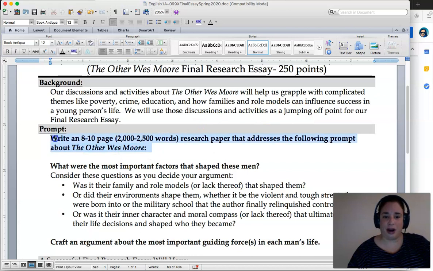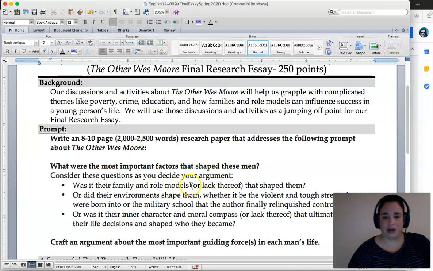So here is the prompt. It needs to be 2,000 to 2,500 words, okay? And that generally works out to be about 8 pages. And you're going to answer this question: What were the most important factors that shaped these men?